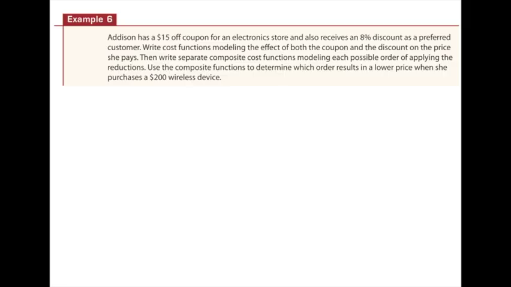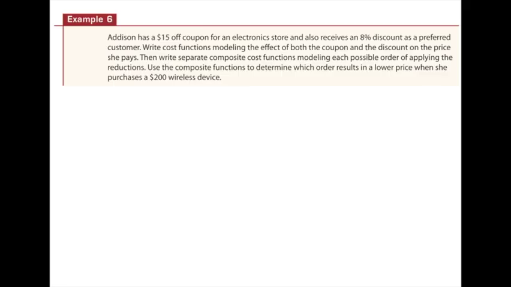Addison has a $15 coupon for an electronics store and also receives an 8% discount as a preferred customer. Write cost functions modeling the effect of both the coupon and the discount on the price she pays. Then write separate composition functions modeling each possibility, order of applying the reductions. Use the composite functions to determine which order results in the lower price when she purchases a $200 wireless device.